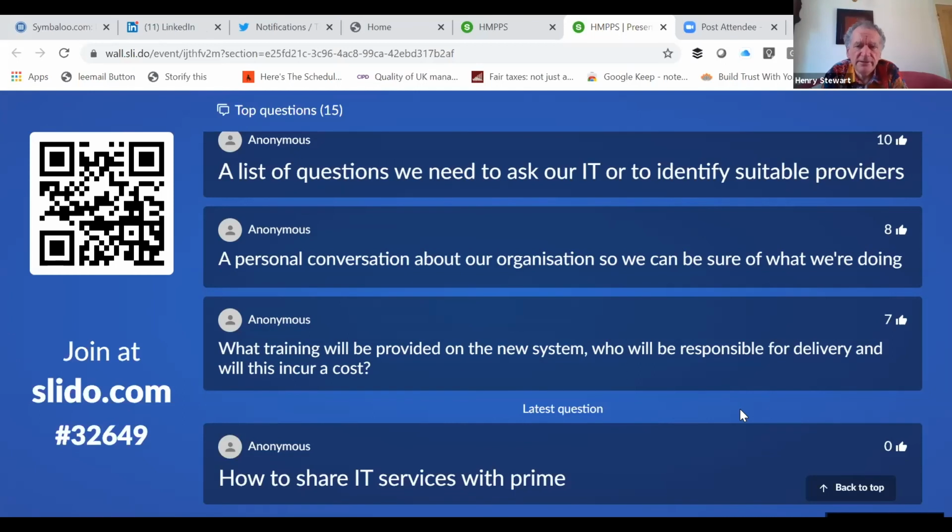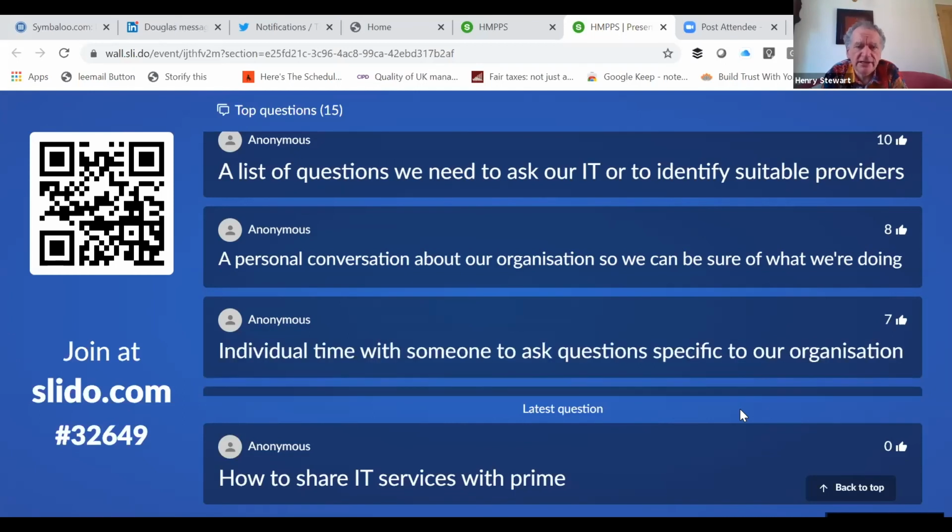Okay, James and Janet, so the top one is a list of questions we need to ask our IT, which has got two actually prompts. Is that possible?